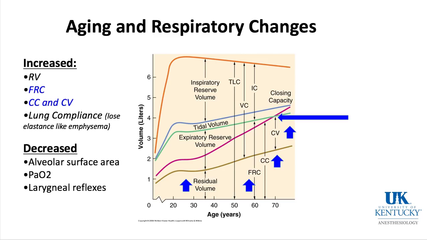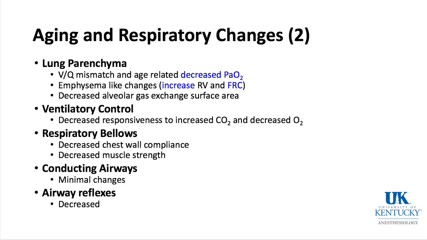Well, their laryngeal reflexes are not as good. So the lung parenchyma of an older patient has a VQ mismatch and an age-related decrease in PaO2. That's a parenchymal change. They have those emphysema-like changes with more air trapped, residual volume and FRC go up, and the gas exchange lung parenchyma area goes down. So you can see why their PaO2 decreases with aging.